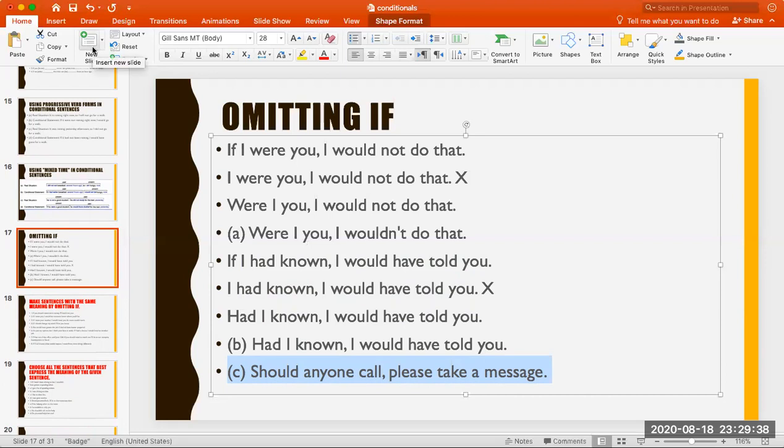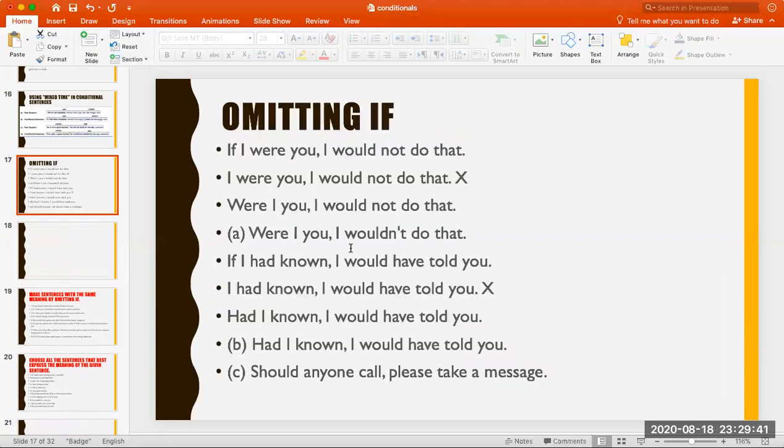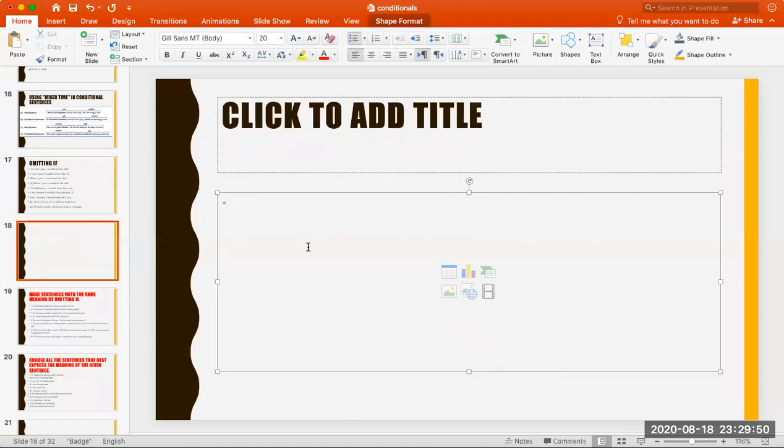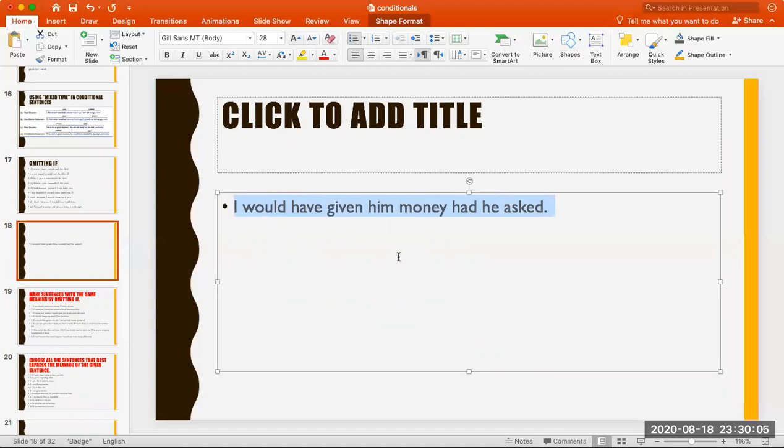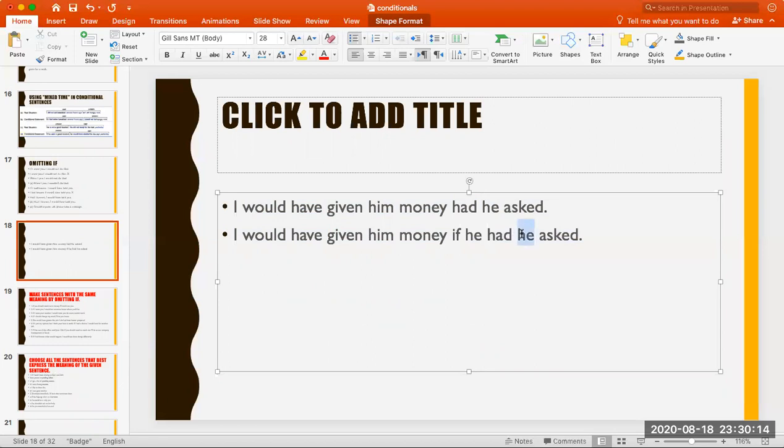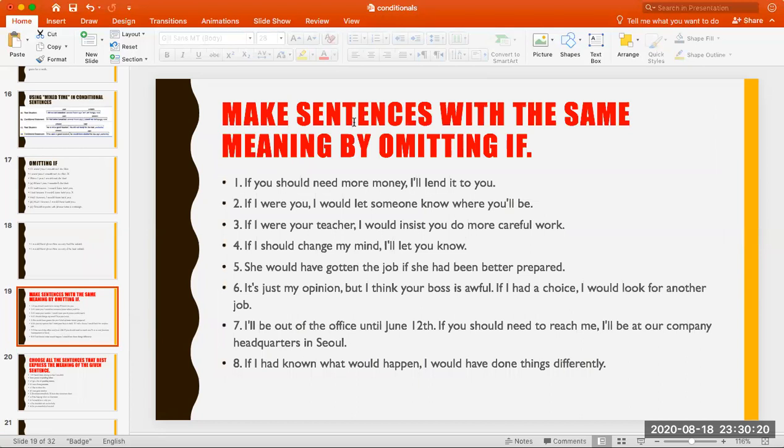This could be tricky sometimes in cases where the if clause is in the second part of the sentence, not the first part of the sentence. Like here, for example, I would have given him money had he asked. Oh, what a beautiful sentence this is. This is if sentence. With if deleted originally, it is I would have given him money if he had asked. Can be tricky sometimes.